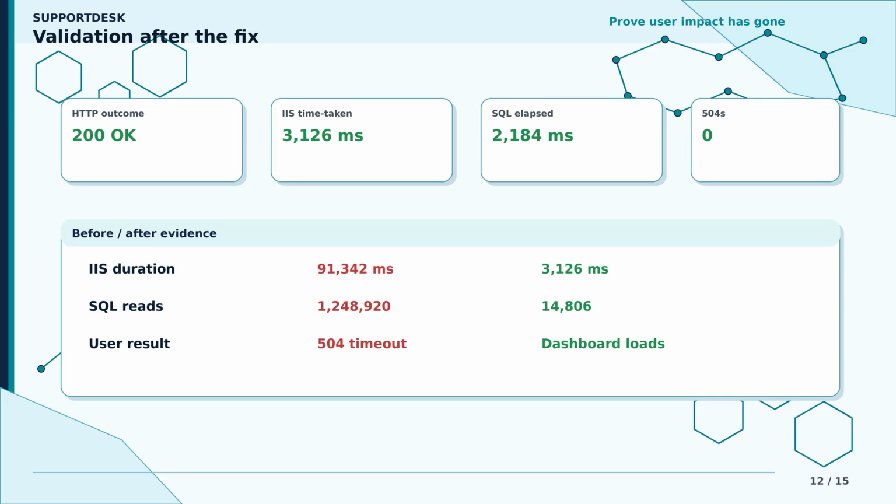After the fix, we validate at multiple layers. First, rerun the failing URL and confirm that the user visible 504 no longer occurs. Then check the IIS log to confirm the request duration has reduced. In this example, the request now completes in 3,126 milliseconds and returns 200 OK. Next, validate SQL. The stored procedure now completes in about 2.2 seconds with far fewer reads. That proves the fix improved the backend dependency, not just the browser symptom. Finally, check monitoring and user confirmation. There should be no new 504 errors for the same URL, and the affected user should be able to open the month-end dashboard successfully. Good validation proves both technical recovery and user impact recovery.